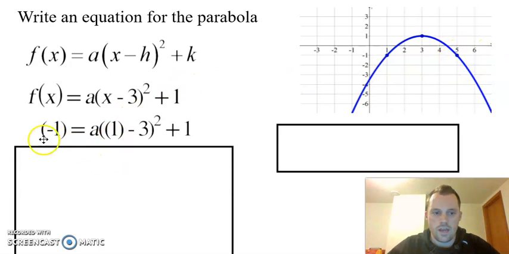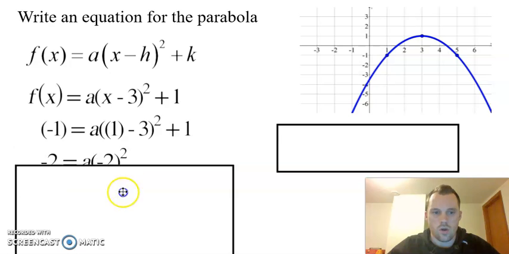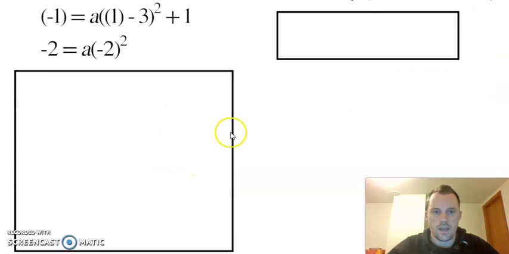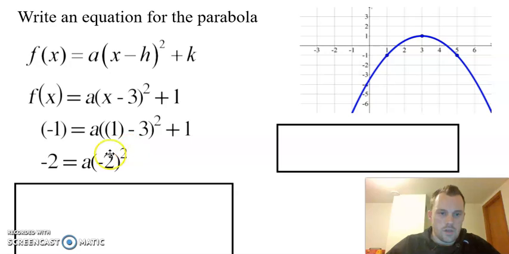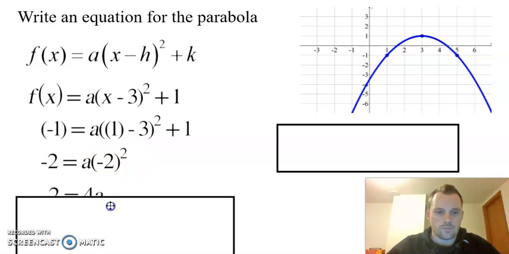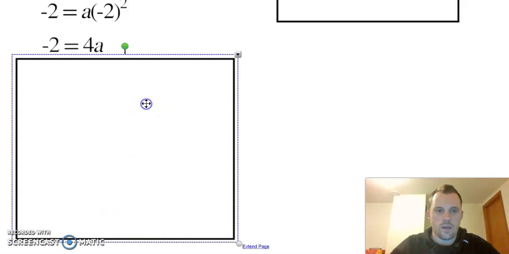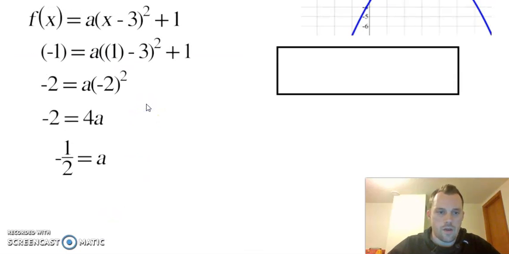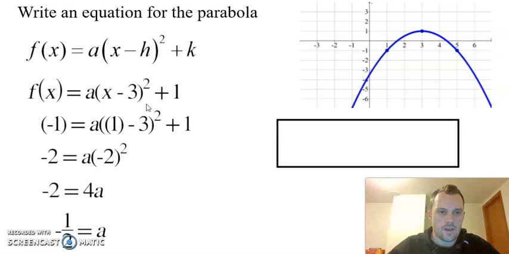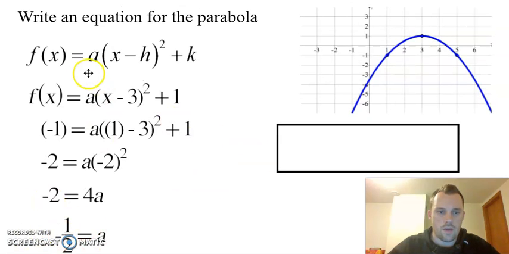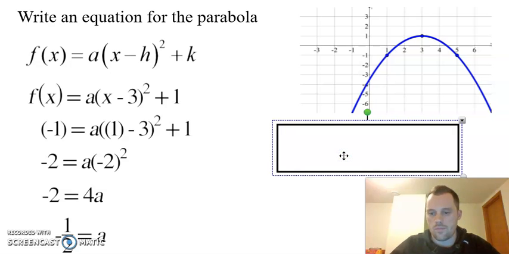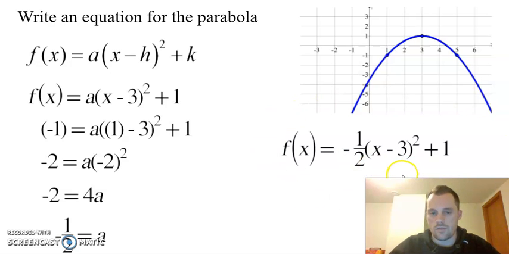So I put 1 and negative 1 in there. Evaluate this, I get negative 2 inside the parentheses there. I can subtract the 1 over to get negative 2. Negative 2 squared is 4. And then we divide by 4 and we get negative 1/2 as our a value. So put that back in to what we got in our first step, and here's our equation.